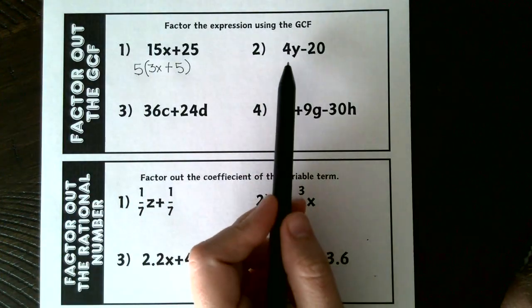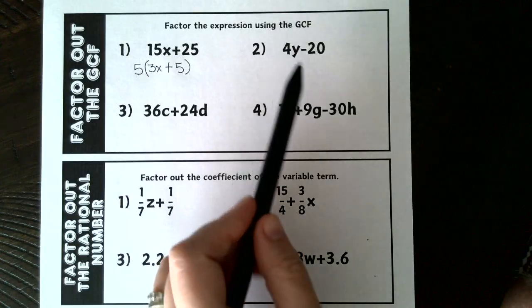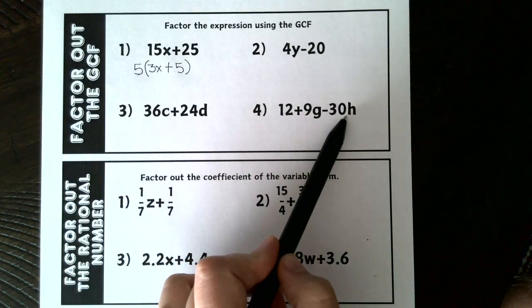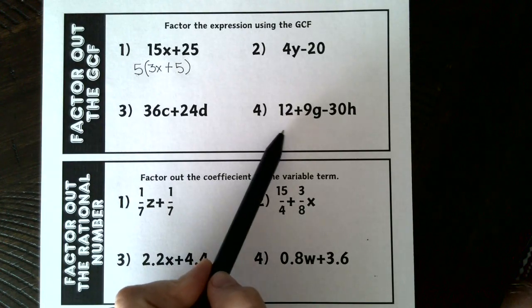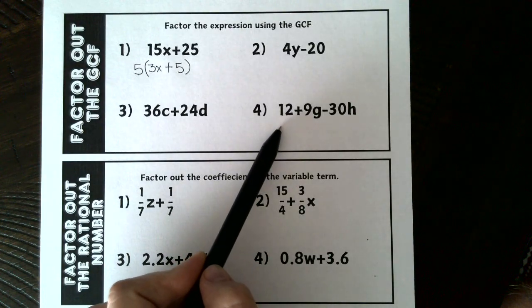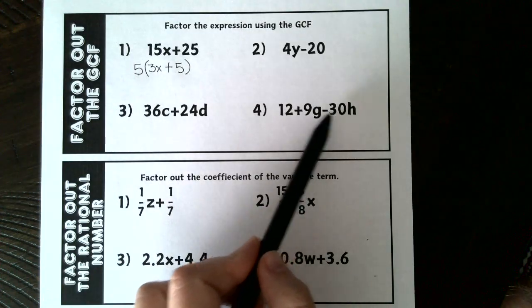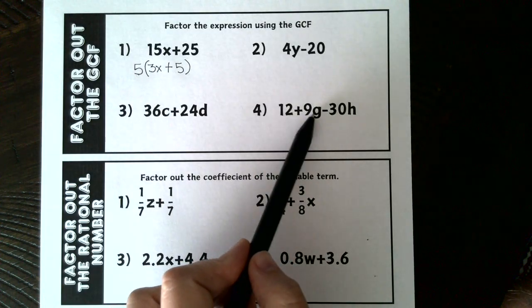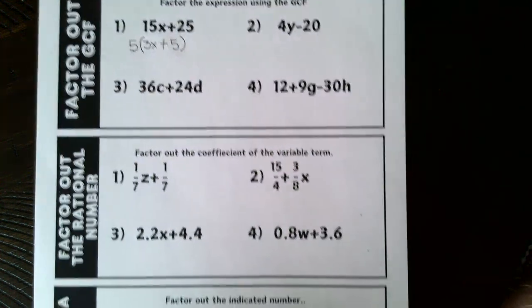You're going to do the same thing for these 3 problems. So this one has 3 different terms. You need to make sure that whatever you pull out, whatever expression you factor out of here, that you are picking something that goes evenly into 12, 9, and 30. Okay, let's look at the next section.